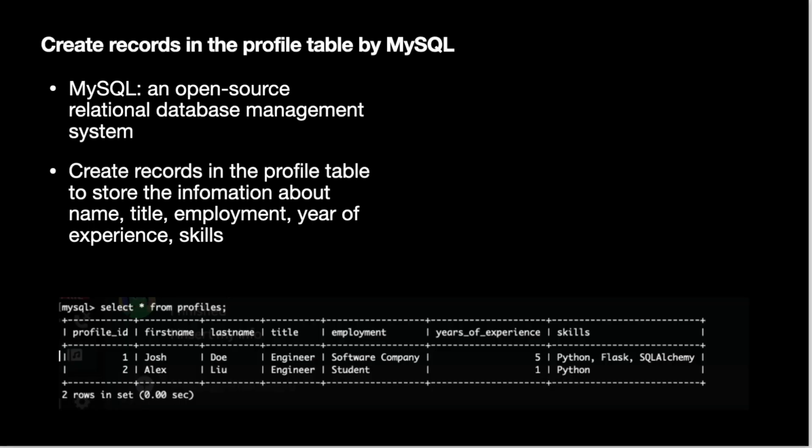First of all is creating records in the profile table by MySQL. This is my first time to use MySQL, an open source relational database management system. So what I'm doing is creating records in the profile table to store the information about name, title, employment, year of experience. This is for creating a profile of the scientist in the marketplace. In the screenshot, I insert my own information in this table.